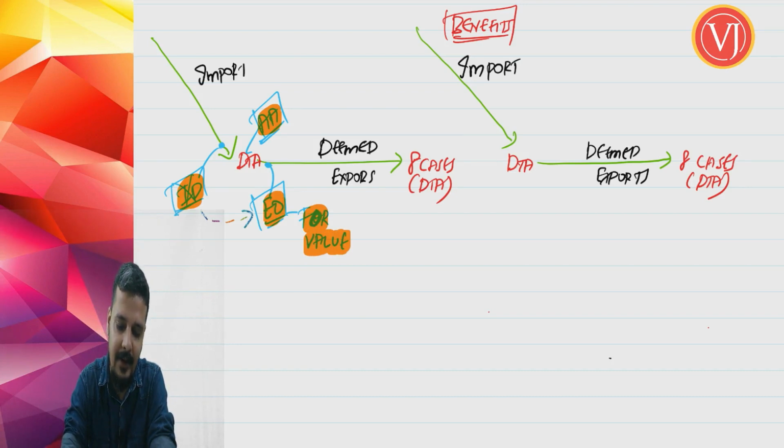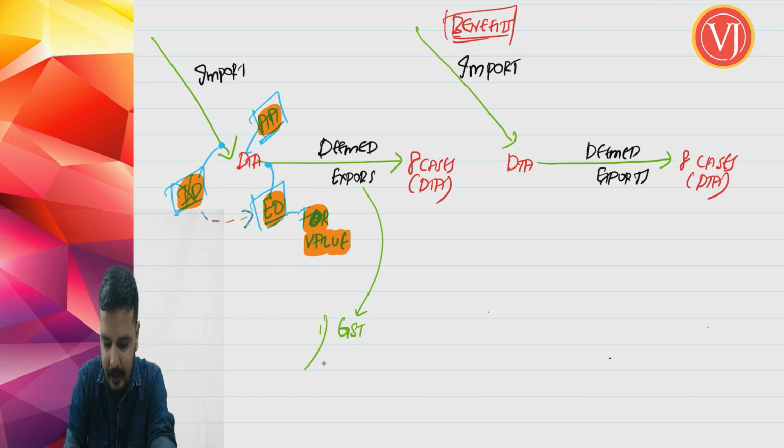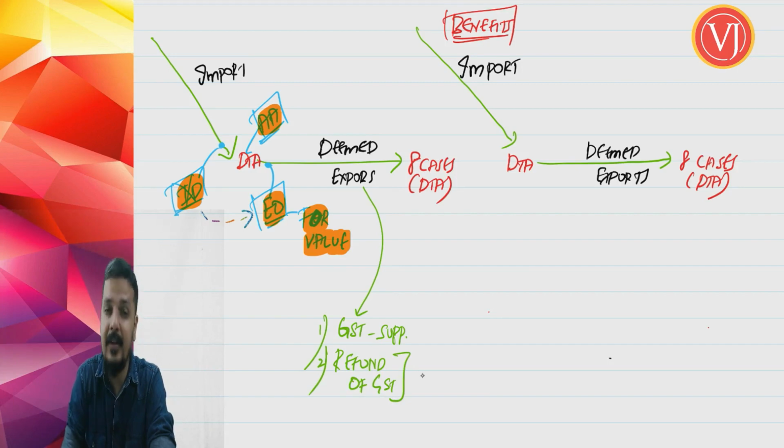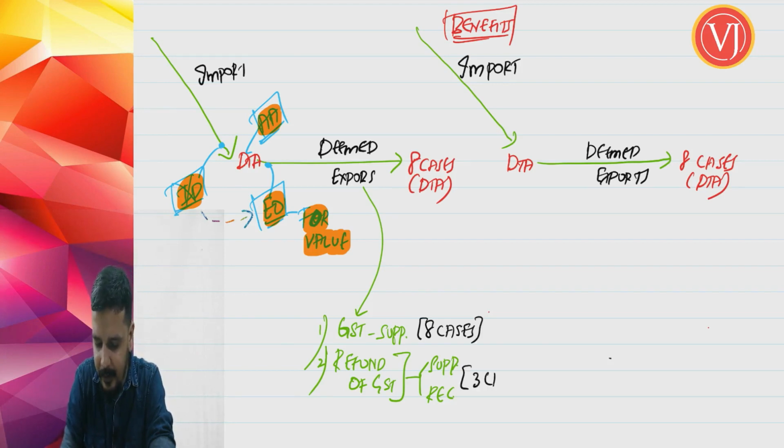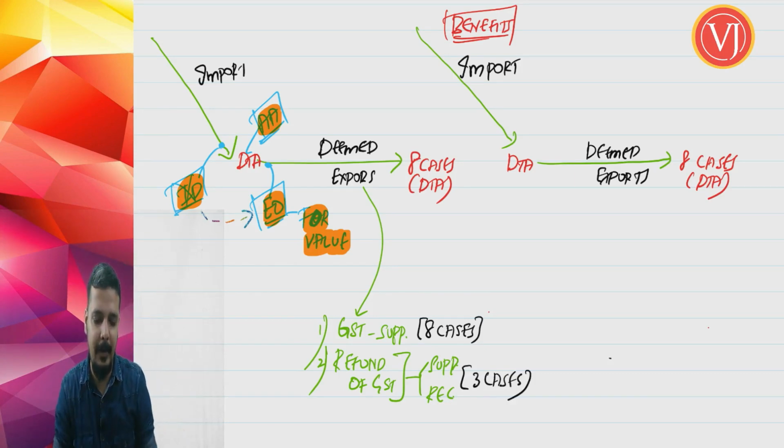Additionally, friends, you have to understand that there will be GST, obviously, which will be paid by the supplier, and refund of GST can be there in the first 3 cases. In the first 3 cases, not all the 8 cases, by the supplier or recipient. So GST payment will be there in all 8 cases and refund will be there only in the first 3 cases. See, this is all about GST. So we are not focusing on that particular GST.